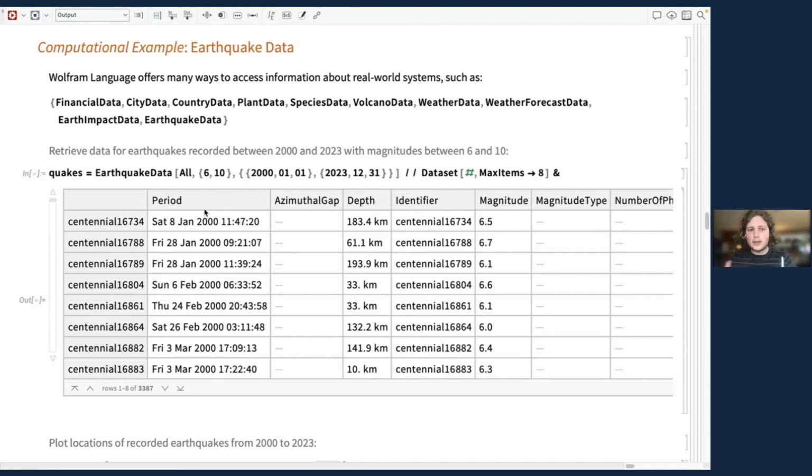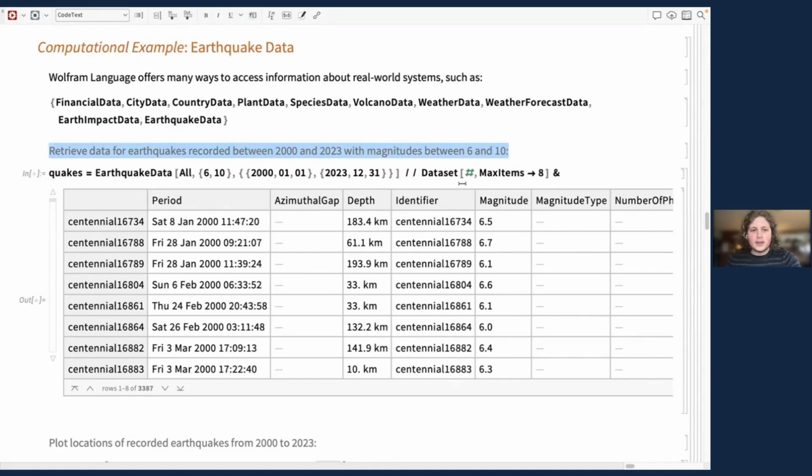So in the Wolfram language, there are many ways to access information about real-world systems, and these are a few of the functions that you can use to do so. So you can get financial data, information about cities, countries, plants, species, volcanoes, weather forecast information, the impact craters of meteorites and various other objects from space. Or in the case of the demonstration I'm about to show you, we can get earthquake data.